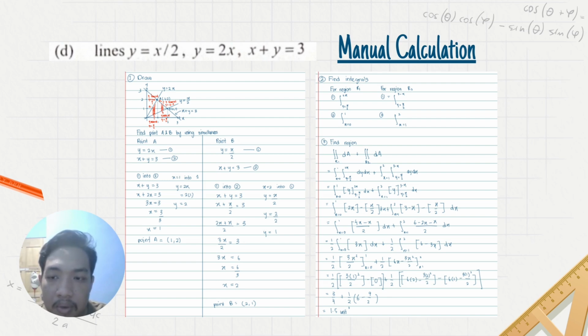Next, we set up our double integrals for the two regions, R1 and R2. For R1, x ranges from 0 to 1 and y goes from x over 2 up to 2x. For R2, x ranges from 1 to 2 and y goes from x over 2 up to 3 minus x. We add these two integrals together to get the total area. Finally, we perform the integration with respect to y first, then x. This gives us 0.75 plus 0.75, resulting in a final total area of 1.5 units squared.